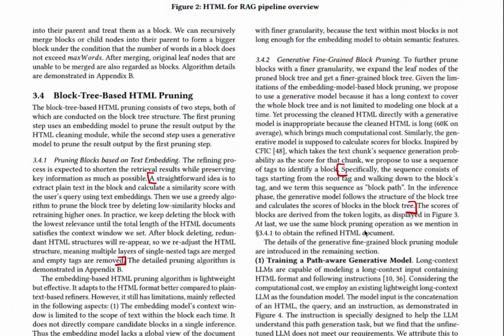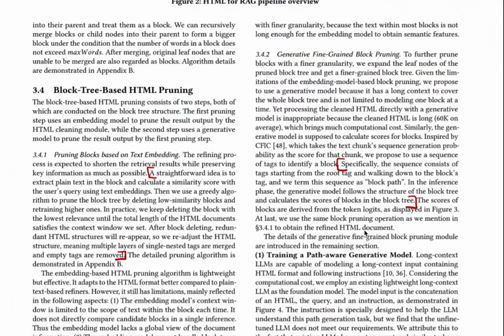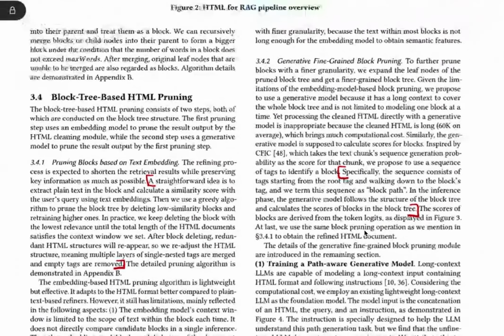Generative fine grained block pruning. What is this? To further prune models with a fine granularity, we expand the leaf nodes of the pruned blocks and get a finer grained block tree. Specifically, the sequence consisting of tags starting from the root element and walking down to the block's tag, we term this sequence a block path. In the inference phase, the generative model follows the structure of the block tree and calculates the scores of blocks in the block tree. The scores of the blocks are derived from the token logits as displayed in figure 3, and at last the same block pruning operation as we mentioned. Cool.